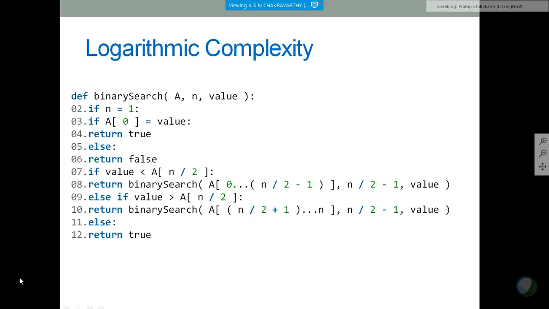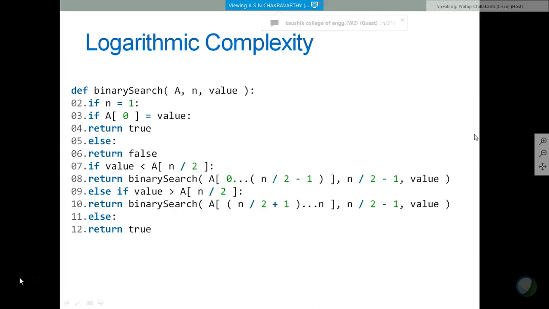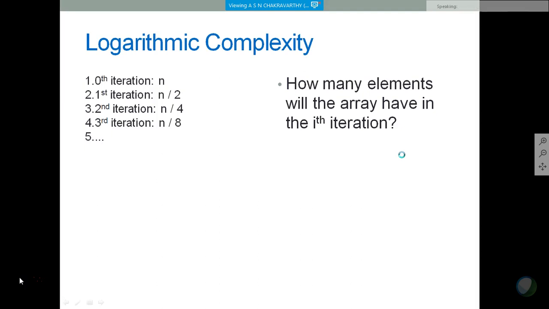Somebody already put that: n over 2 raised to i. That is the answer. C Prakash, they are also answering that. That's good, because it's easy to figure that out, right? If you go to the next slide, yeah, everyone got that: n over 2 raised to i, right?